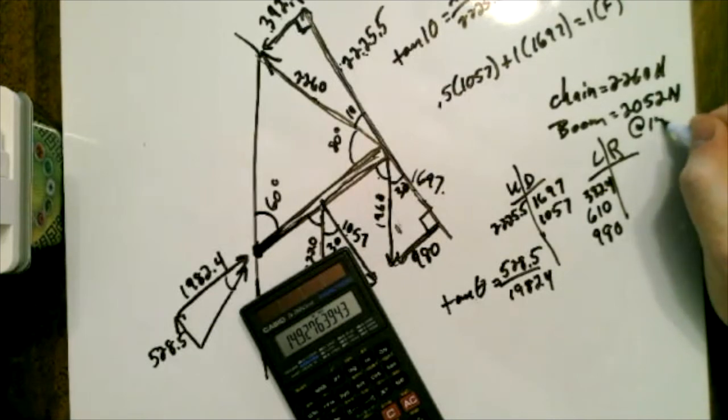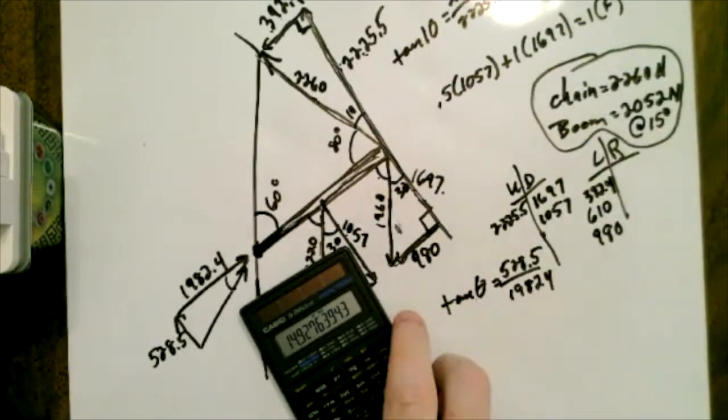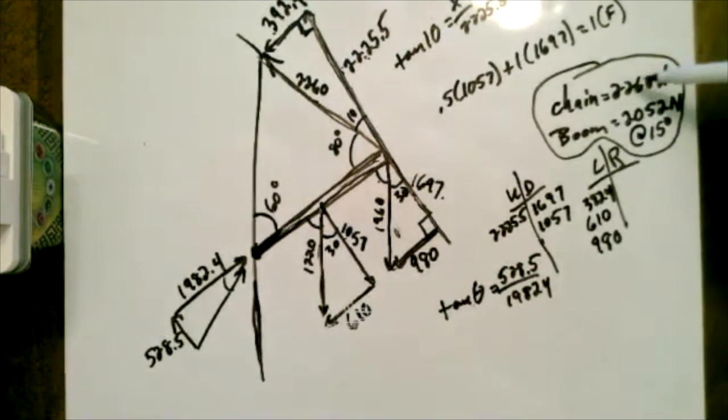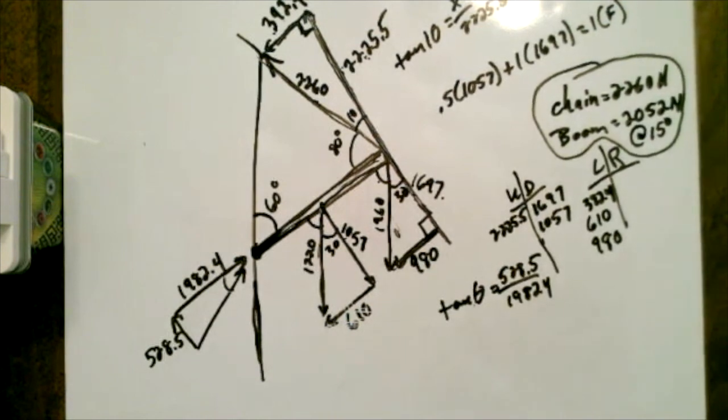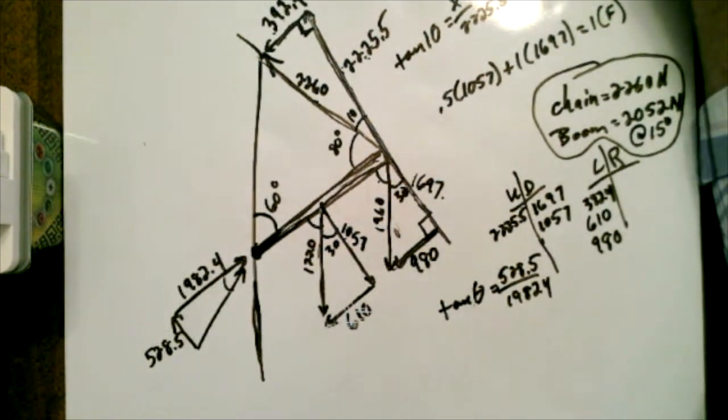So at 15 degrees, and there's my total answer for this nasty boom chain problem. Chain is 2260 newtons. I hope those are all right. And the boom is 2052 newtons at 15 degrees. And yep, I just checked the answer and they're all correct. So that's how you do the second boom chain problem. It's a little tougher.